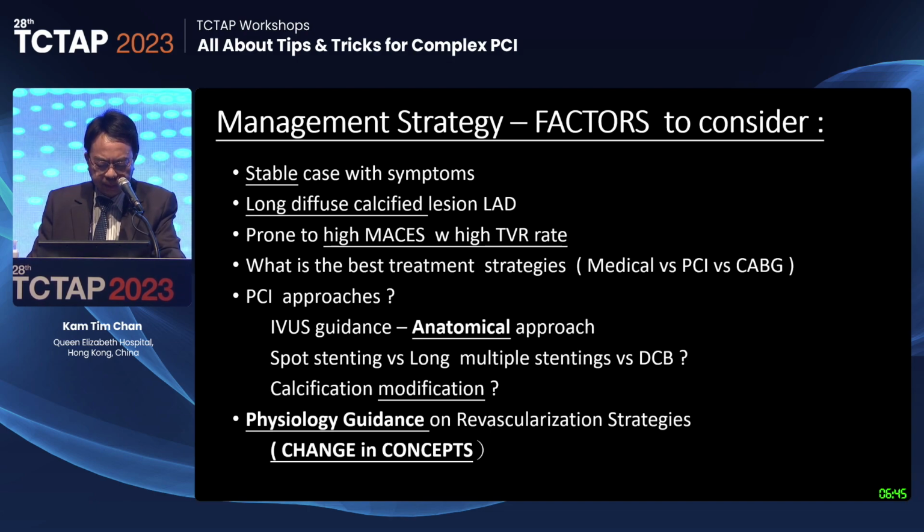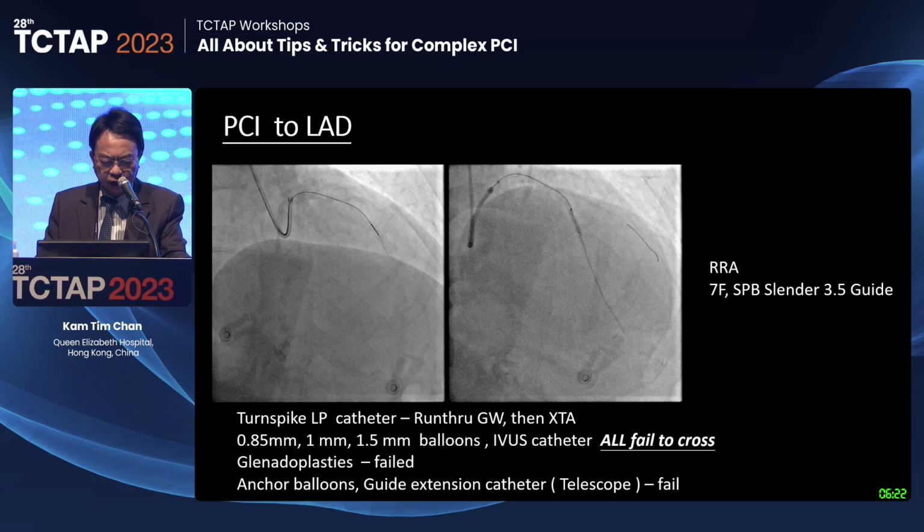Well, the patient prefers PCI, so what are the approaches? Are we going to use IVUS guidance, anatomical approach, spot stenting versus long multiple stenting, or use of a drug-coated balloon, or perform some calcification modification as our previous speaker alluded to? Or how about the changing concept of using physiological guidance to guide our revascularization strategies?